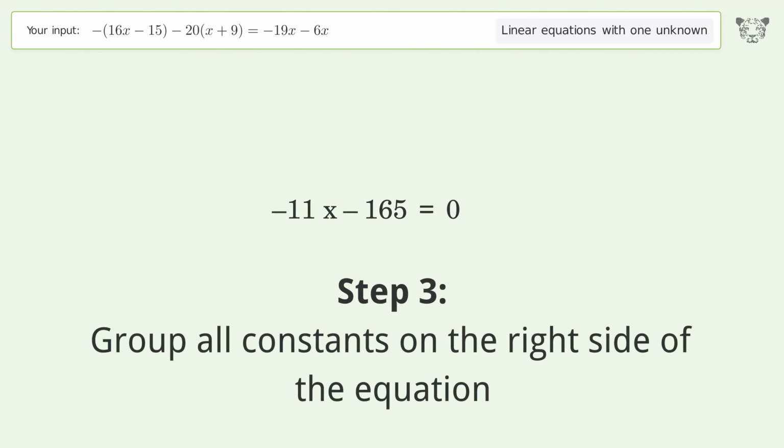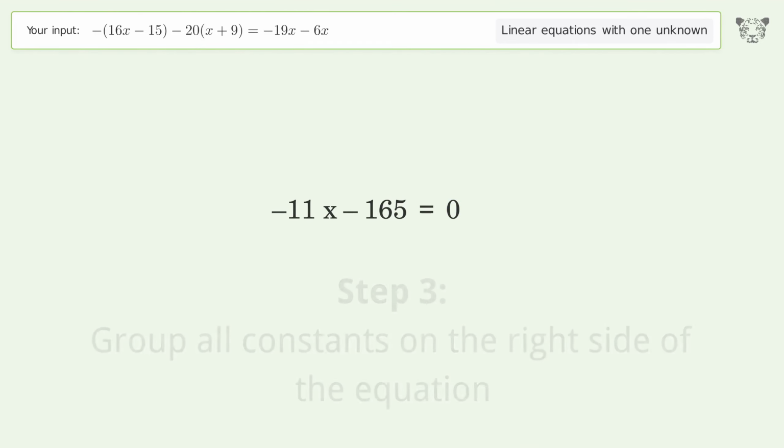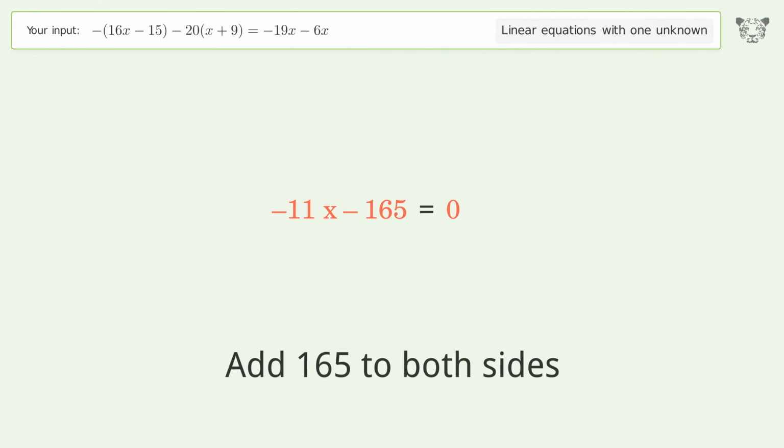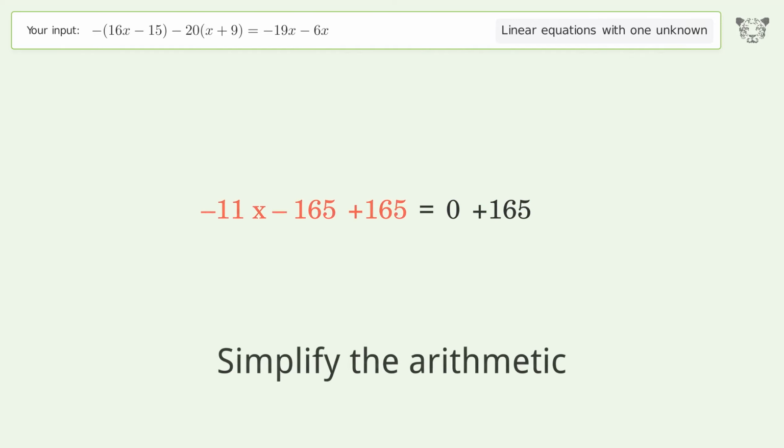Group all constants on the right side of the equation. Add 165 to both sides. Simplify the arithmetic.